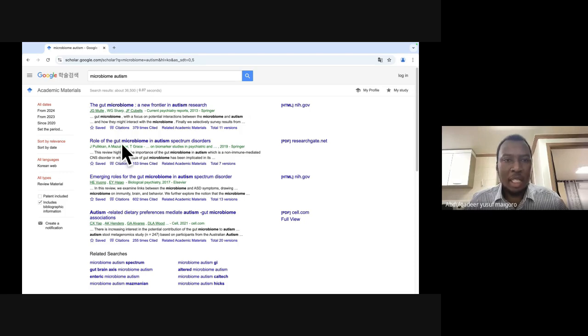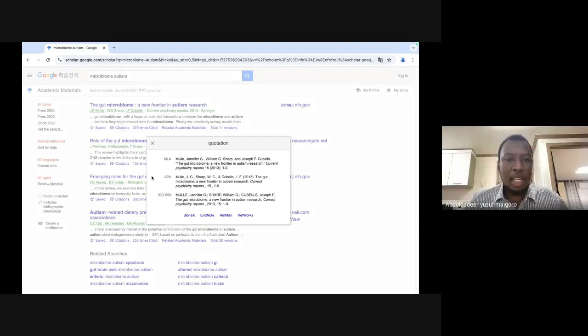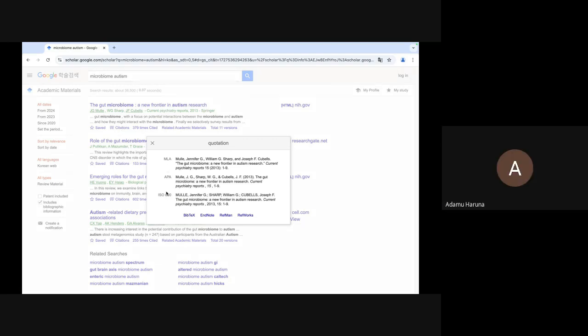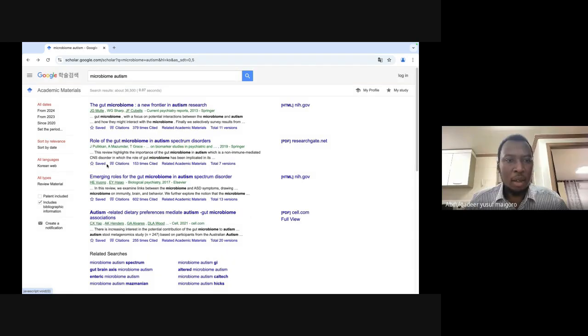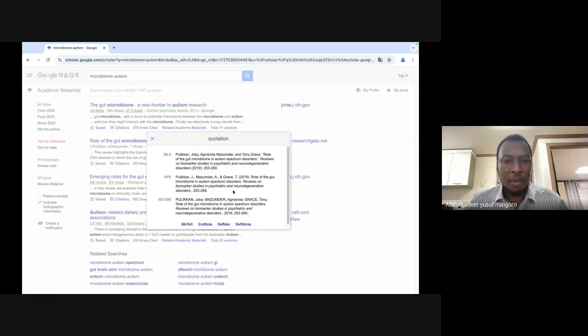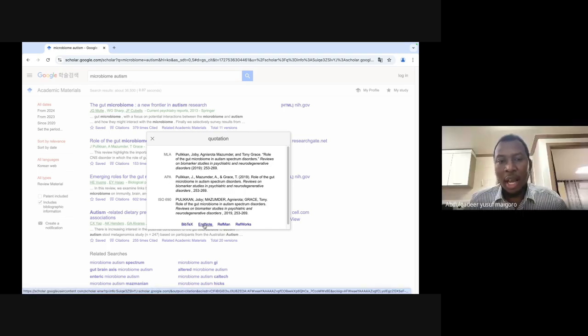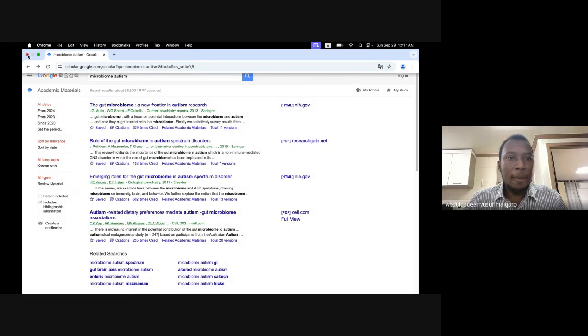So for you to make a citation, you can see saved, citation, and so on. You just have to click here, citation. In the case of this paper, there are only three types of citation. Also, for this paper, you click citation, and that is this kind of citation. You can directly click on EndNote, and this citation style will go to EndNote. So this is how you can cite your paper, or how someone can equally cite your paper.